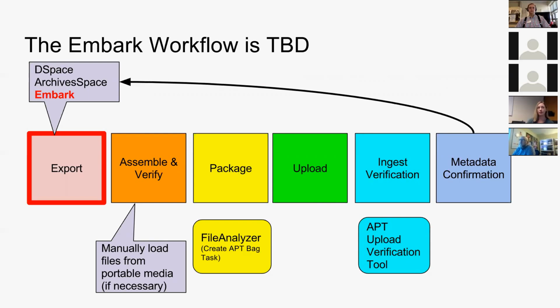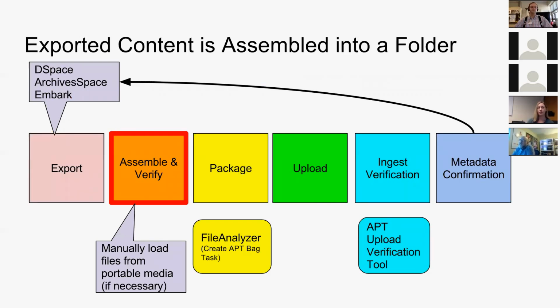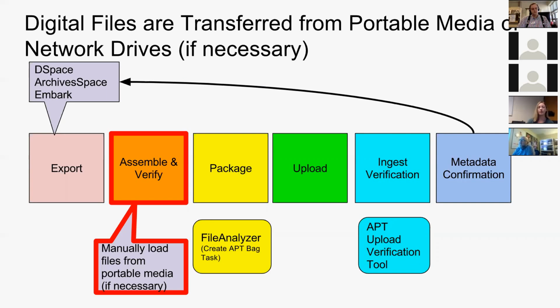So the next thing we do is take our exported content and put it in what we call an assembly folder. This assembly folder is accessible both to our servers where we run the automated processes, as well as to Suzanne's team, so they can actually browse the assembly folders and review the contents. In some instances, particularly for preservation files that don't exist in DSpace or one of the other systems, we'll manually load preservation files into an assembly folder so they get associated with the right metadata.